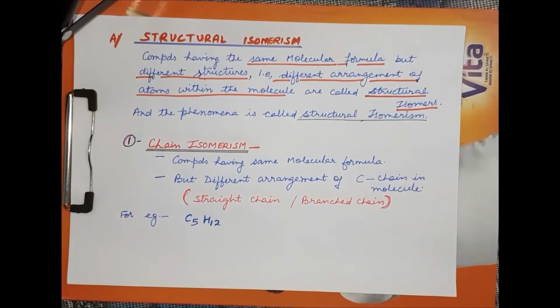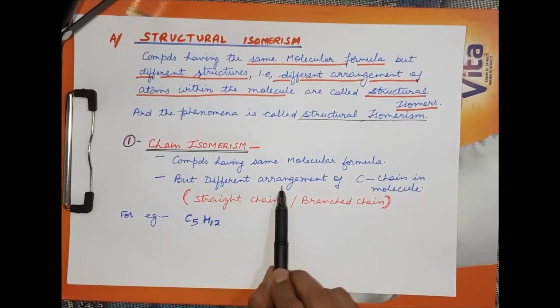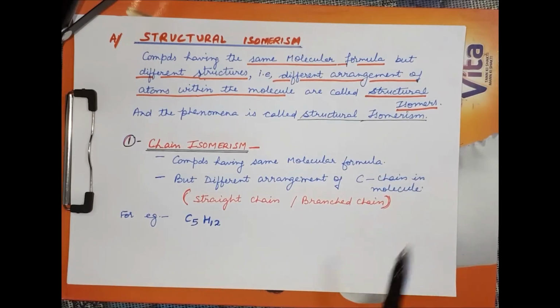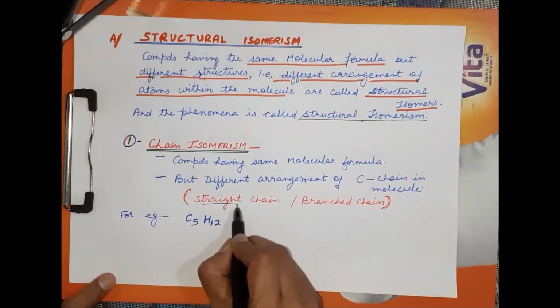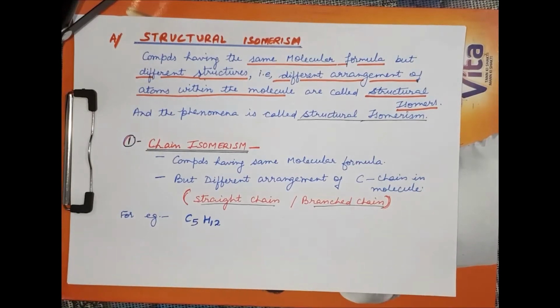So what does it mean? It means that compounds having the same molecular formula differ in the arrangement of the carbon chain in the molecule. The only difference between them is with respect to the arrangement of the carbon chain. This carbon chain can be a straight chain, or it can be a branched chain. Then they are called chain isomers.